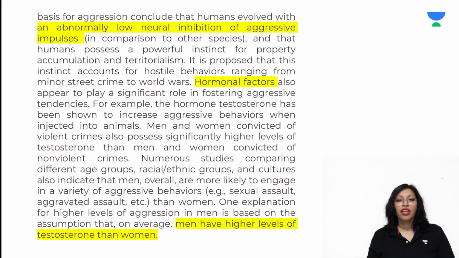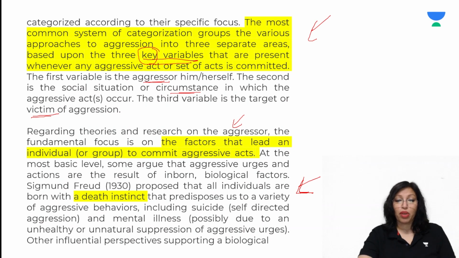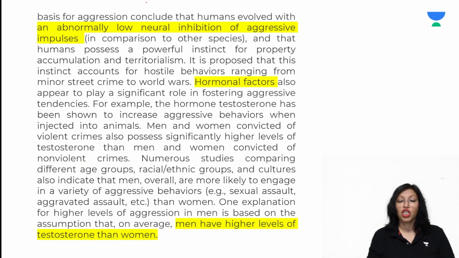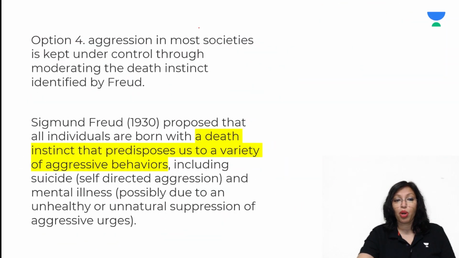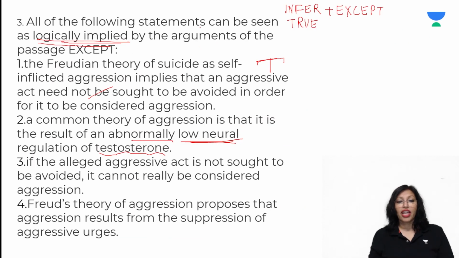Yes, here we are. The passage says other influential perspectives supporting a biological basis for aggression conclude that humans evolved with an abnormally low neural inhibition of aggressive impulses, not of testosterone. So therefore here is a problem. You understand? It did not say testosterone at all. So therefore option 2 is the one that is false. I'll cross check options 3 and 4 also.